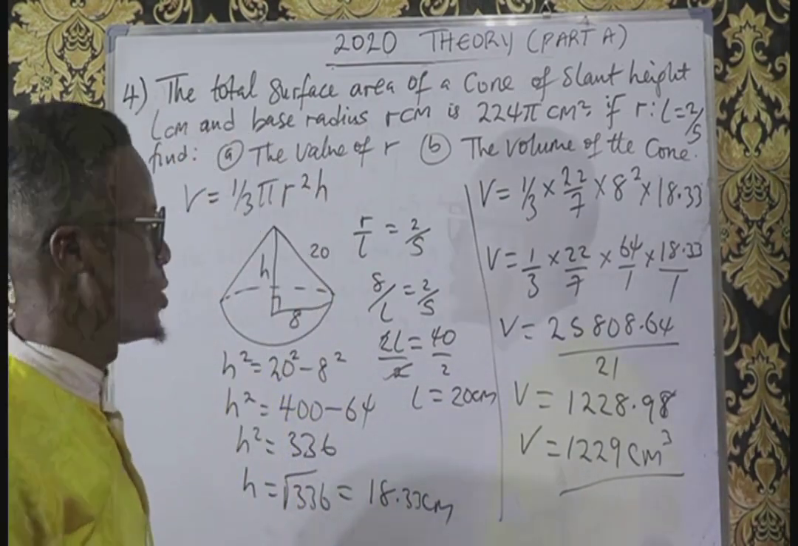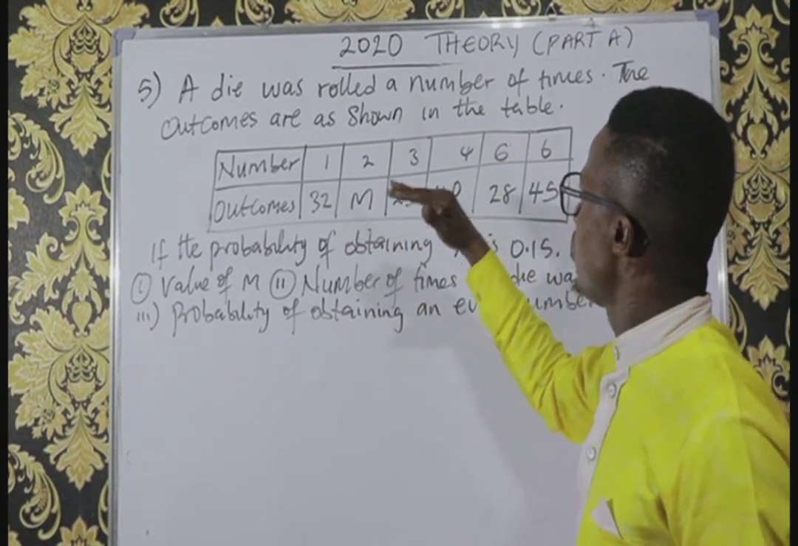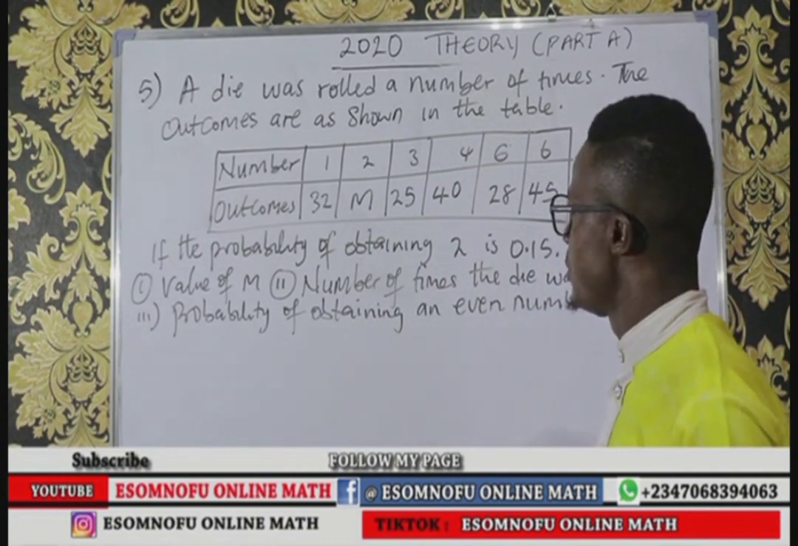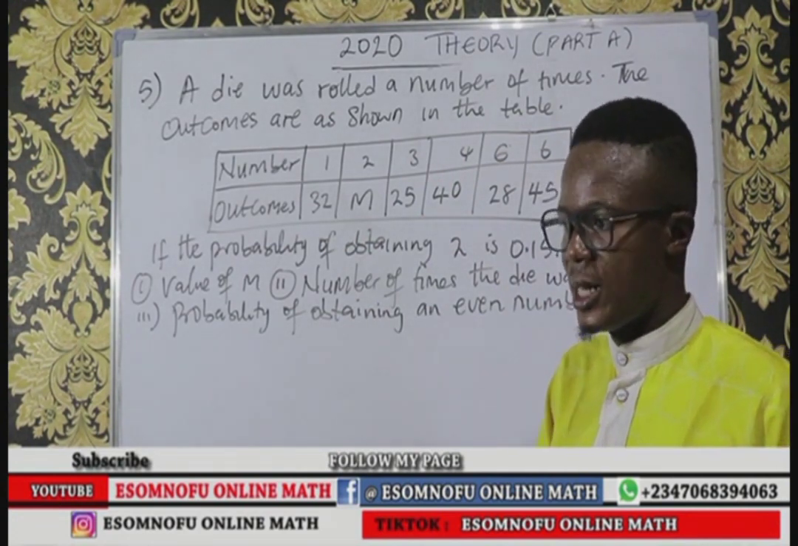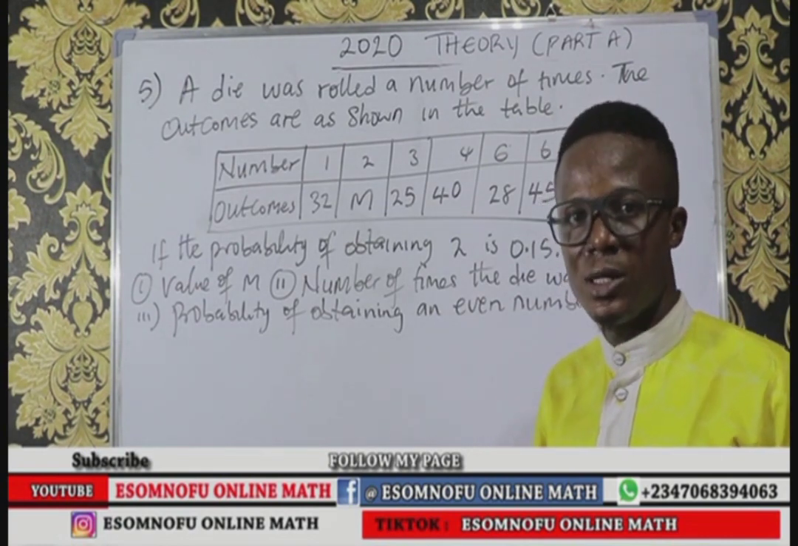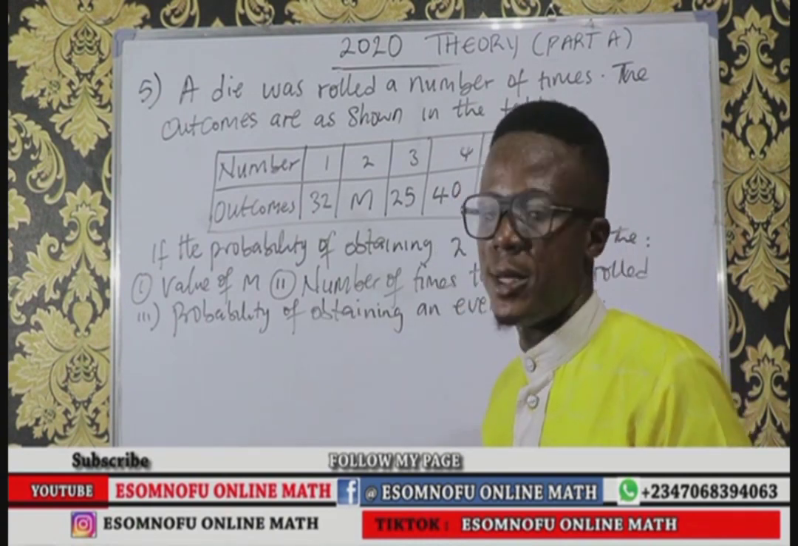So let's take another question, the last question of this video. It says that a die was rolled a number of times. The outcomes are shown in the table below. A die is just that dice we use in playing Ludo games, and it has 6 faces numbered 1 to 6. So it was rolled or tossed a number of times.